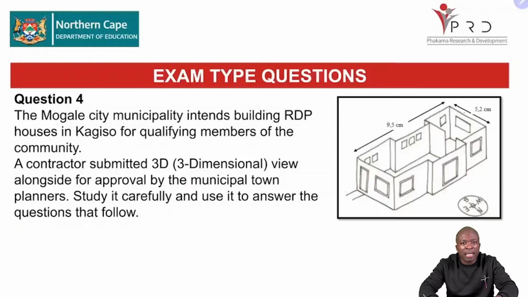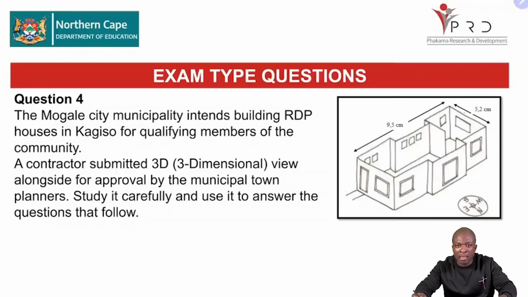Looking at the question that we have been given here, it says the Mogale City Municipality intends building RDP houses in Kagiso for qualifying members of the community. A contractor submitted a 3D view alongside for appropriate approval by the municipal town planners. Again, remember our terminology: 3D means three-dimensional. Study it carefully and use it to answer the questions that follow.